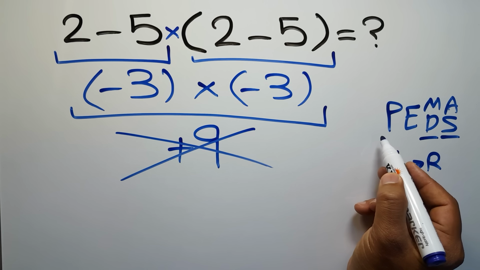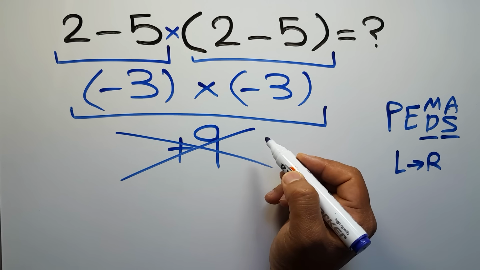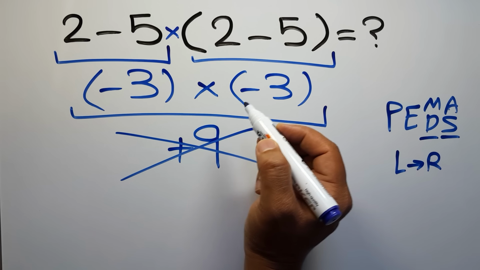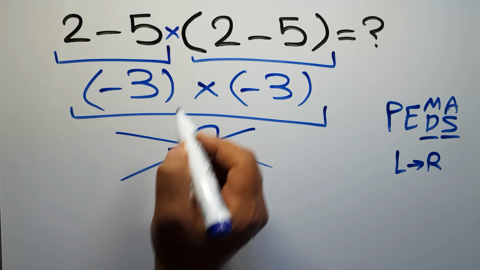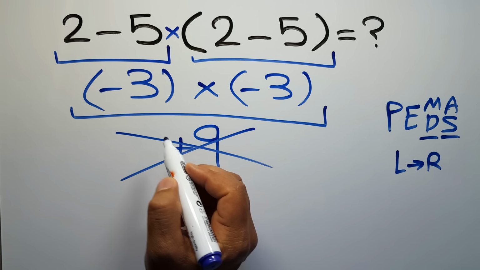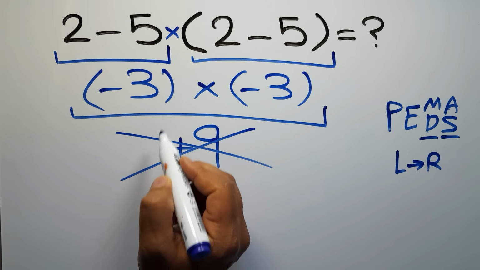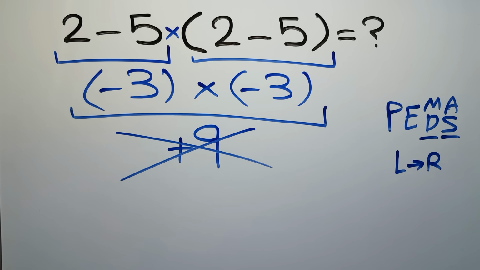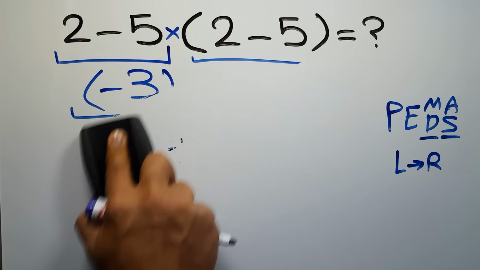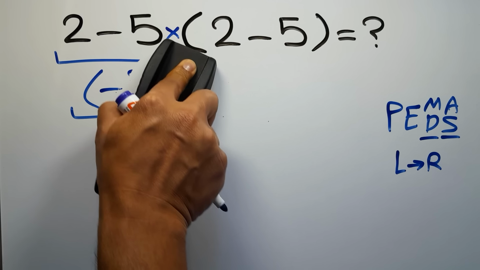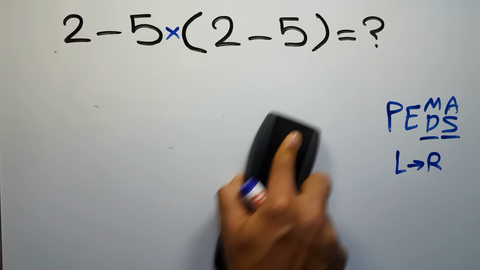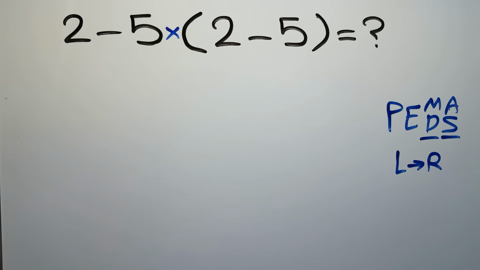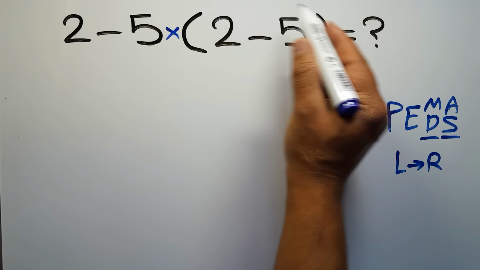Okay, so according to PEMDAS, first we have to do this parentheses, then this multiplication, and finally this subtraction. If we do this subtraction before this multiplication or this parentheses, it is wrong. So first we have to do this parentheses.